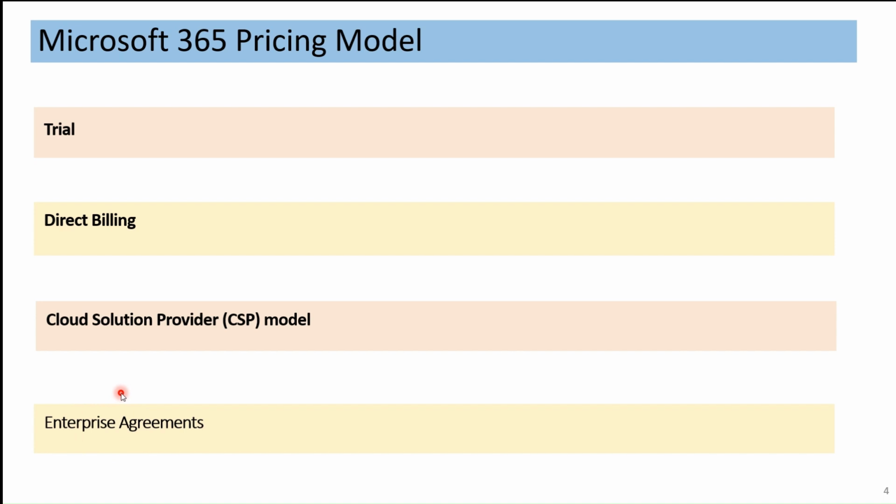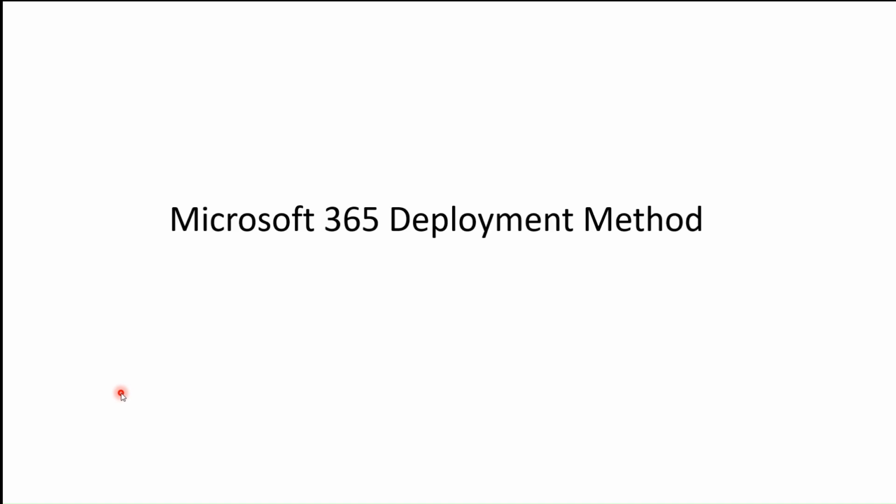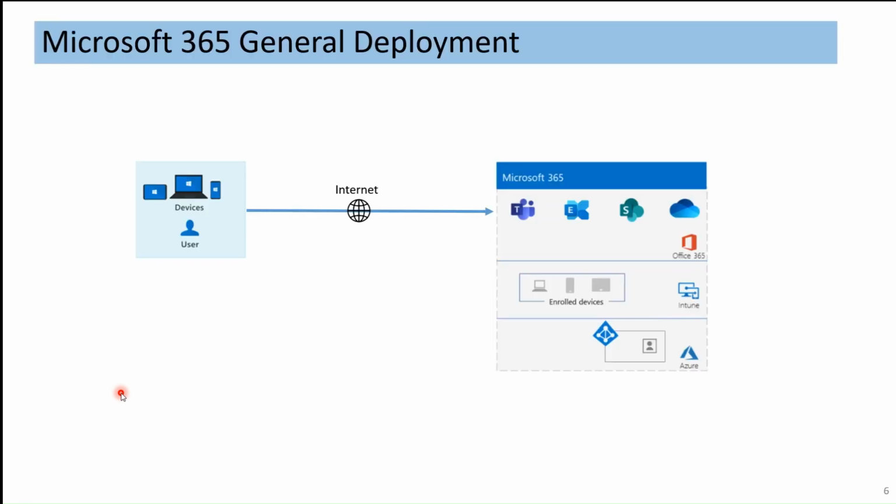So now, moving next, we will see the Microsoft 365 deployment methods, which is very important to understand. The first plan is the general deployment. In general deployment, you can take Office 365 subscriptions, download and configure the productivity tools on your machines, and access the services over the internet. Okay, so you can see the internet over here, through which you can use it anywhere.